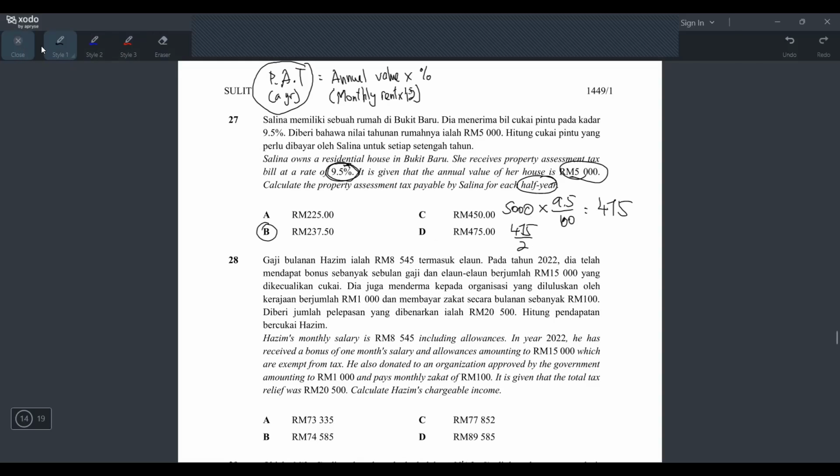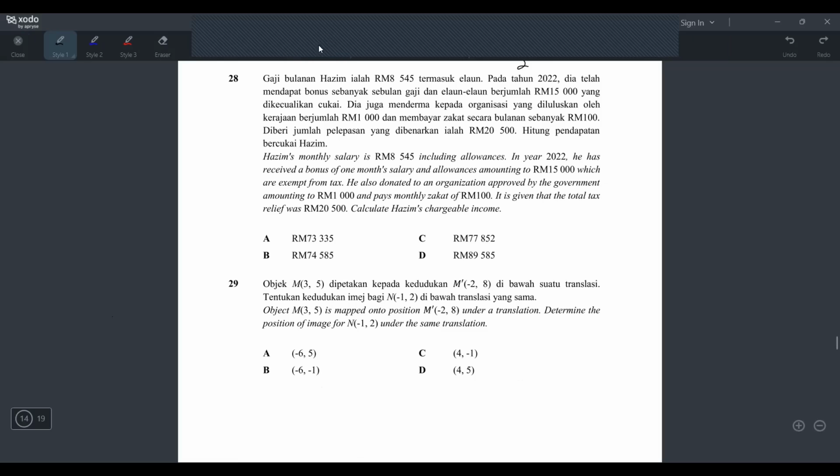But I want to say, out of all the trial papers I do, I remember one state, I don't remember which state or which paper, but I remember one question they asked like that. They give me the monthly rent and then they give me the rate. How do you do that one? You take the monthly rent times 12 first, then times the percentage. Like that. And always read what they want, whether it's 1 year or half year. Alright, continue with 28.